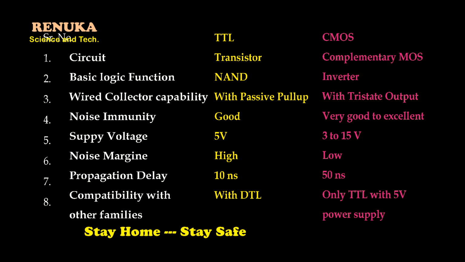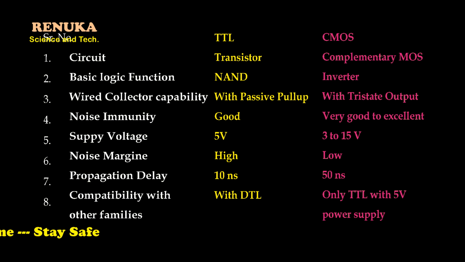The TTL gate is connected with passive pull-up. Passive pull-up means at the output we have to connect a resistor. So the resistor is the passive device, and our output is taken with the help of the resistor. So with passive pull-up, the wired collector capability of TTL can be obtained. While in the case of CMOS, the output is always connected with a tri-state output.